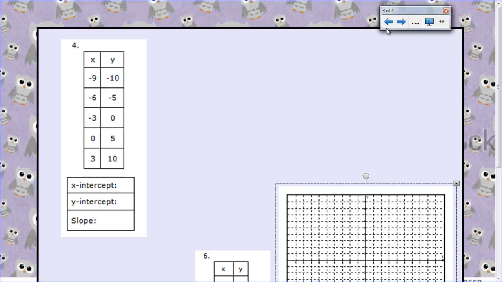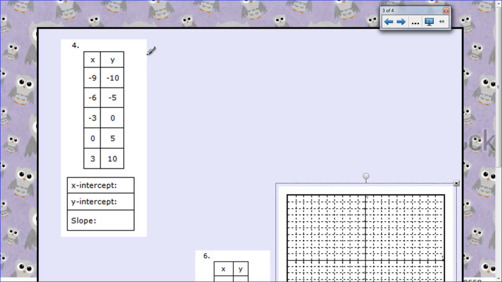So now we have some tables. You're being given a table, and I have to find the x-intercept and the y-intercept. There's a couple of ways to do this. Way number 1 is to find the slope from the table, which you know how to do, and then plot some points and use those points to find your x and your y-intercept. Or, hopefully, they're nice and they give it to you in the table.